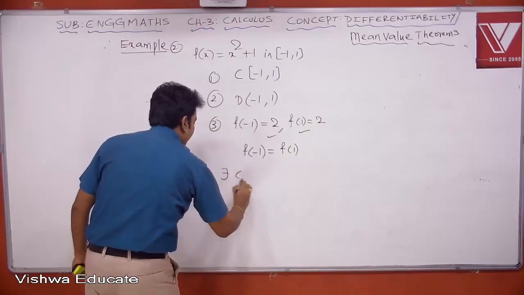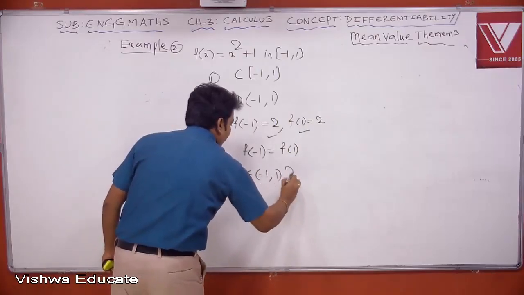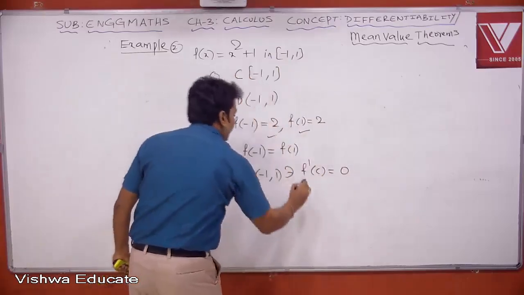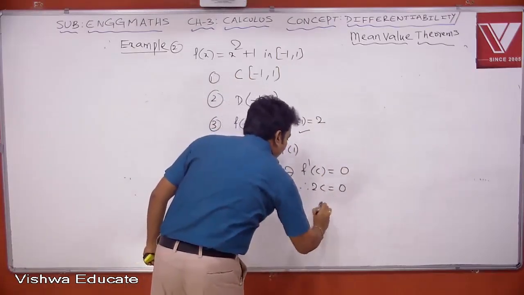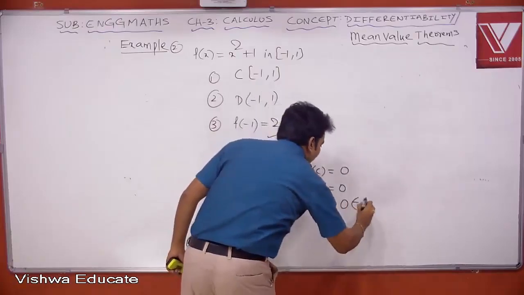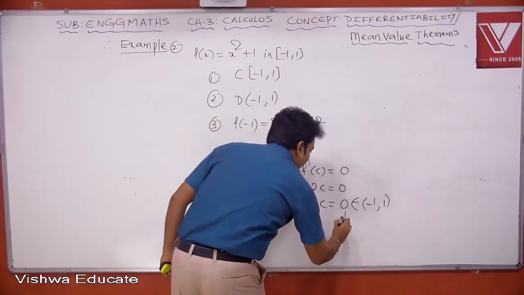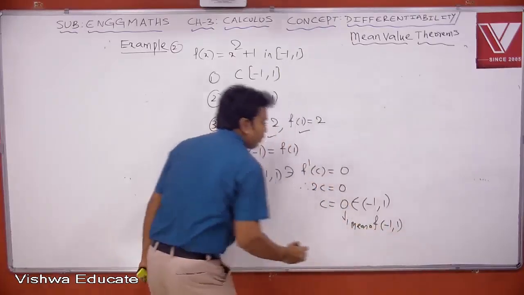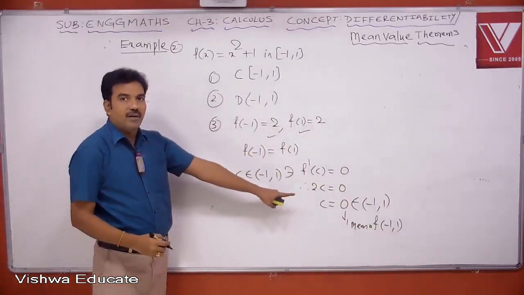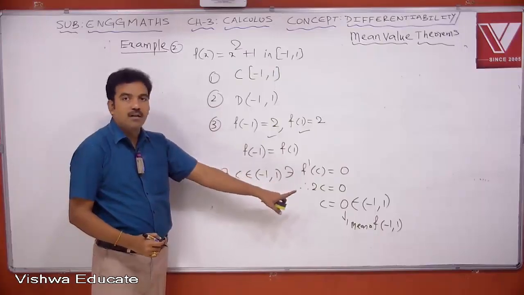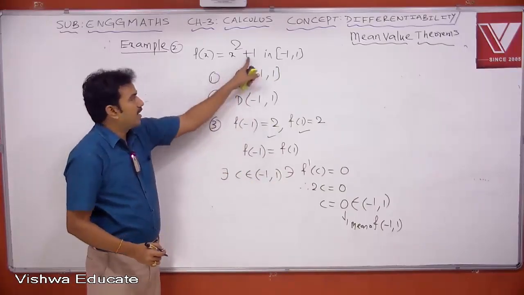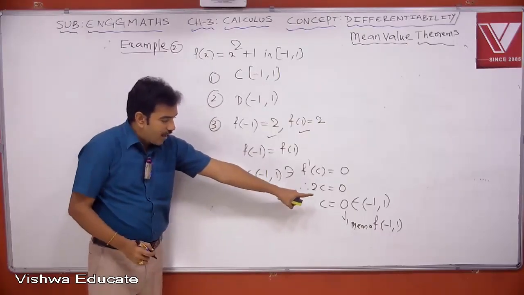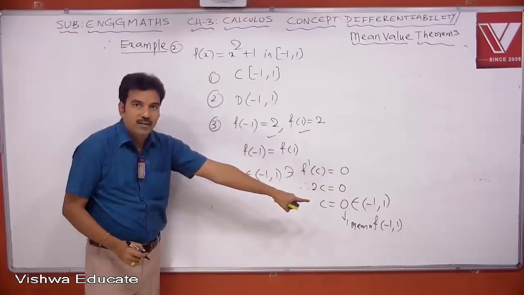Therefore, there exists c belonging to open interval minus 1 comma plus 1 such that f dash of c equal to 0. The derivative of this is 2c. c equal to 0, so this is 0. In fact, c belongs to open interval minus 1 comma plus 1, and this is the mean of the open interval minus 1 comma plus 1. So here also we were getting c value as the mean of the interval. Anyhow, this is a second degree polynomial. So even in case of Rolle's theorem, we were getting c value as the midpoint of open interval a comma b. Note this.